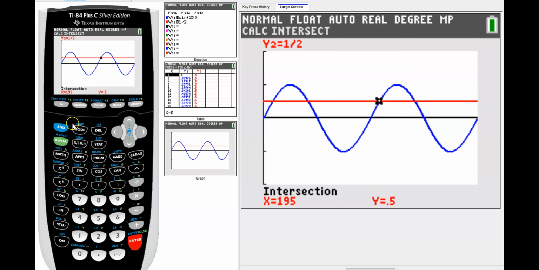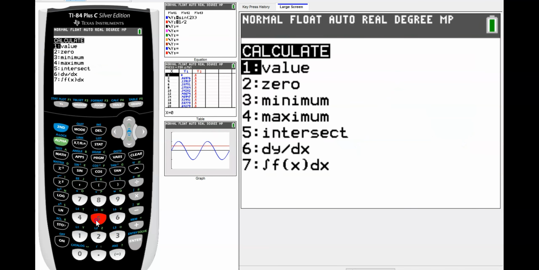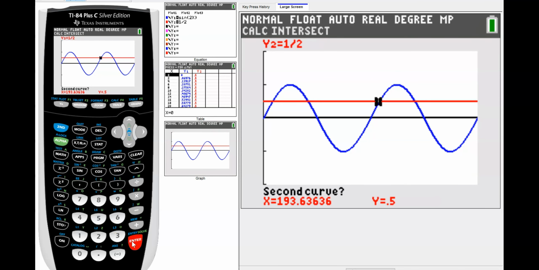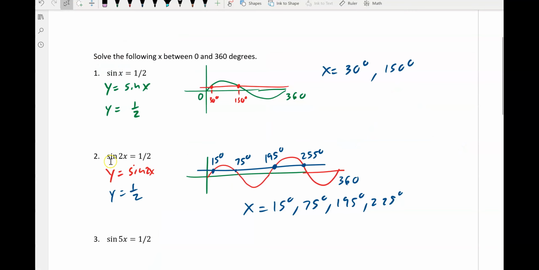do it again over here for your guess. So second, calc, intersect, and again, yes, we want sine of 2x to equal a half, right? And then now we want it closer to here, so you just keep scrolling till you get close to it. You can hold it down and it'll move. And then hit enter. It's your guess. And we get our 75. So that's it. You're just doing y2, y1.